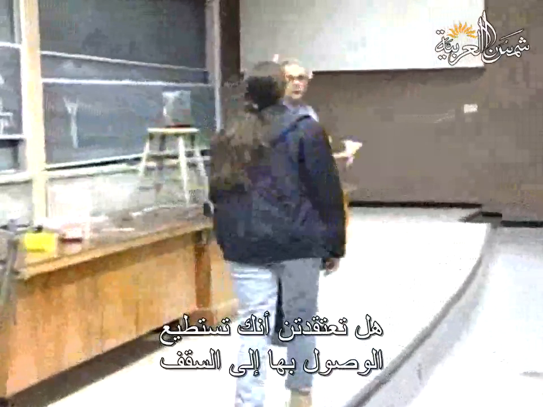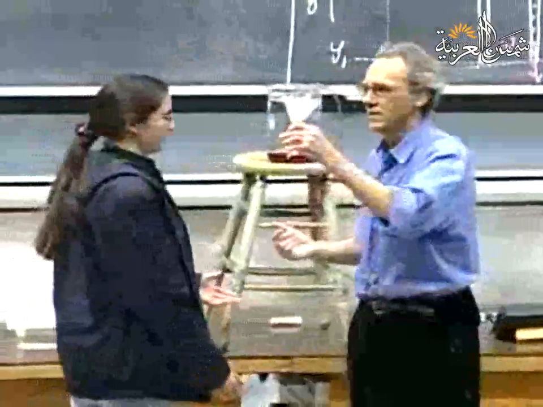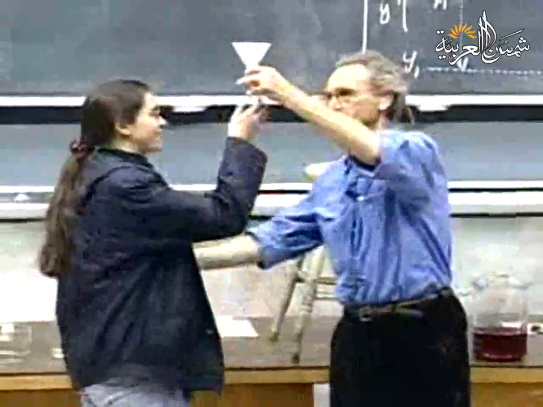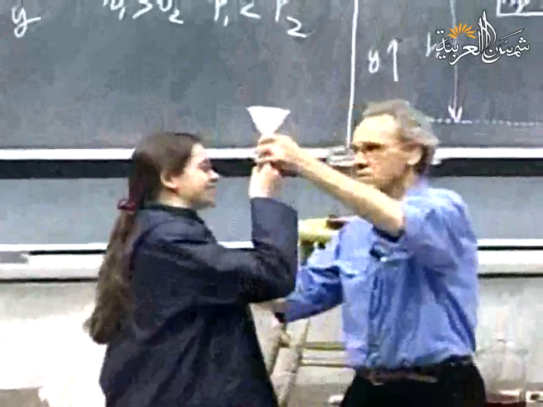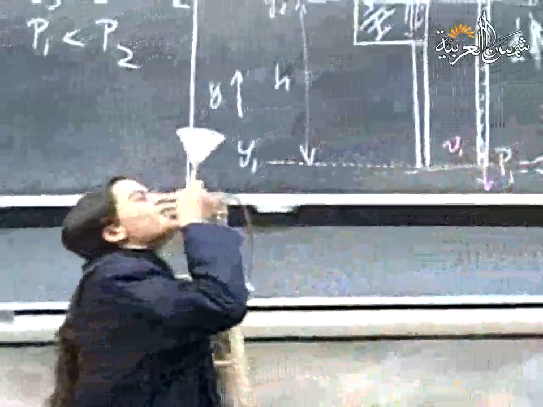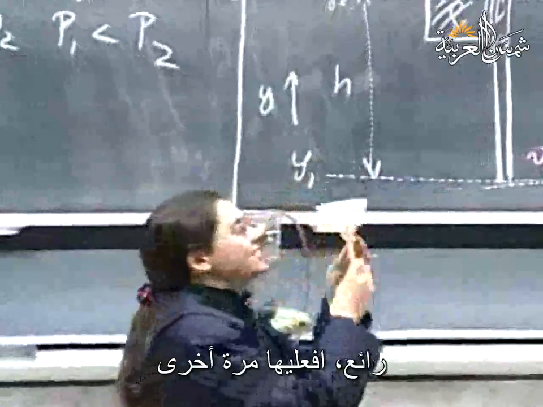You think you can make it to the ceiling? It's only a very light ping pong ball. So you go like this, blow as hard as you can. Okay. Try it, don't be nervous. Right. Straight up. No. Blow as hard as you can. Get it out. Amazing. Do it again.